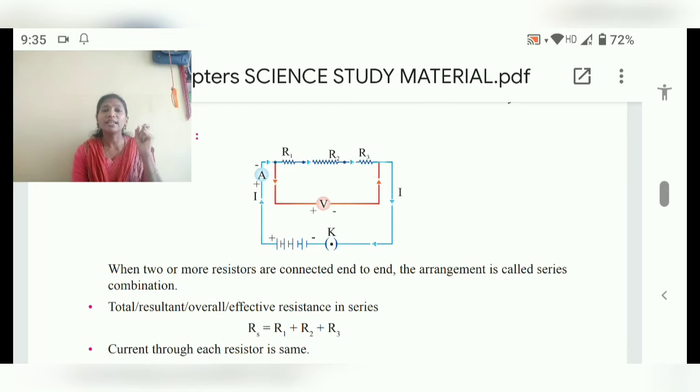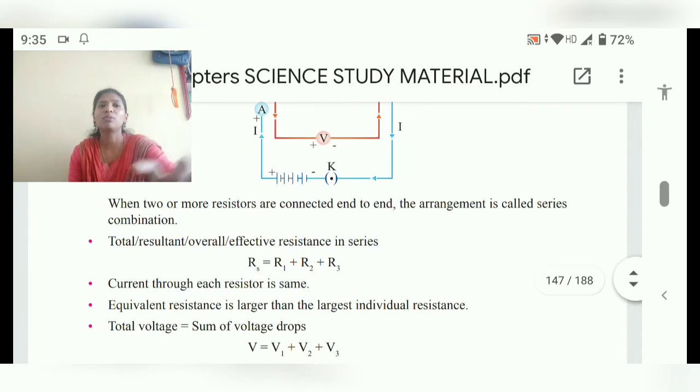Sometimes only the resistor values are given, and we have to find the total resistance. According to the circuit, we check whether they are connected in series or in parallel. If they are connected in series, the formula for total resistance is R is equal to R1 plus R2 plus R3. That is the total resistance. We know resistance is measured in the SI unit ohm.